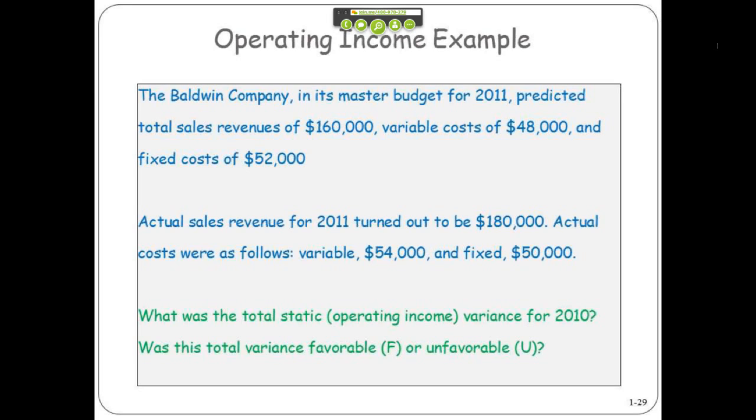Okay, so here's a little work for you all to do. Different problem. Just do a quickie little bit of math. The Baldwin Company predicted sales of 160, variable cost of 48, and fixed cost of 52,000. You see the actuals. What's the total, not the flex budgets, what's the total variance for the Baldwin Company in that year? You can work with your teams on this.